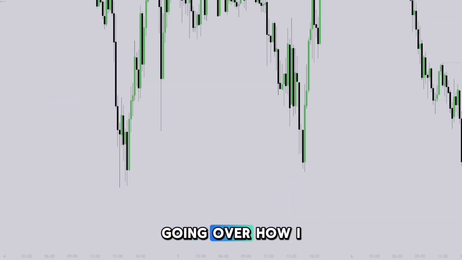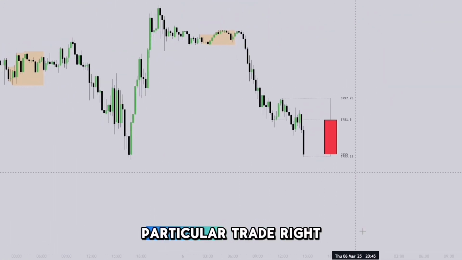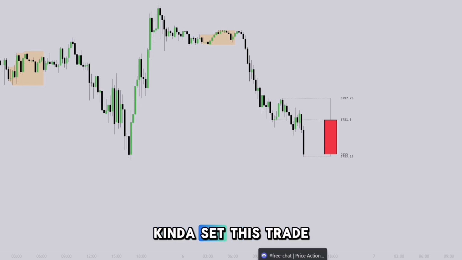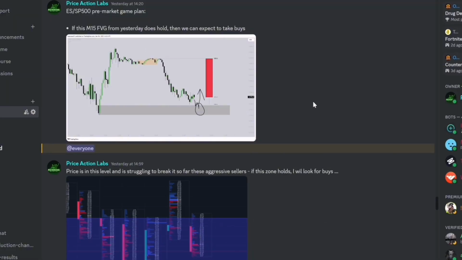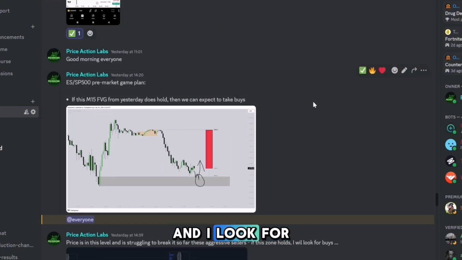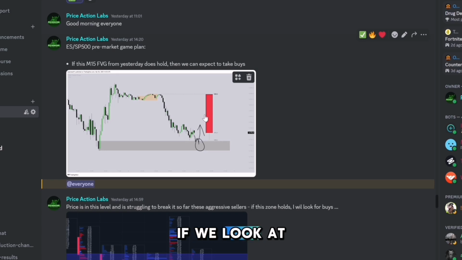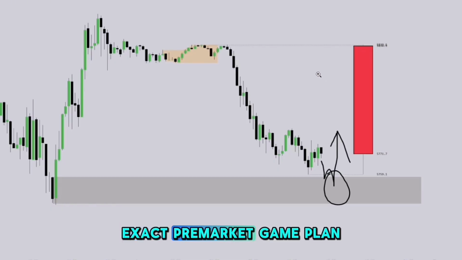So we're going to be going over how I framed this particular trade. In the private Discord that we do have, my pre-market game plans are very simple. I look for time and I look for price. If we look at this chart, this was my pre-market game plan. I'm looking for certain areas of fair value gaps and I'm looking to see how price can react to them, and I'm looking for trades. So this is my exact pre-market game plan.